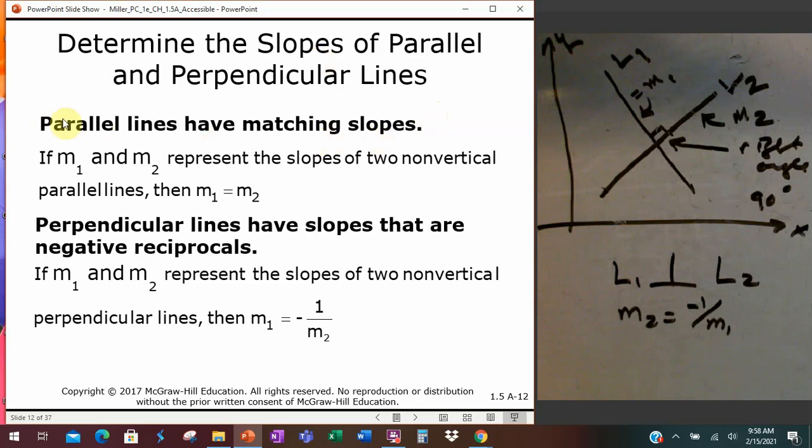So parallel lines have matching slopes. If M1 and M2 represent the slopes of two non-vertical parallel lines, why non-vertical? If they're vertical, then their slope is undetermined. Perpendicular lines have slopes that are negative reciprocals. If M1 and M2 represent the slopes of two non-vertical perpendicular lines, then M1 is equal to -1 over M2, or M2 is equal to -1 over M1. These are interchangeable, and it comes up with the same relationship, that negative reciprocal.